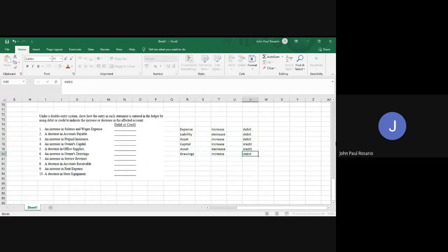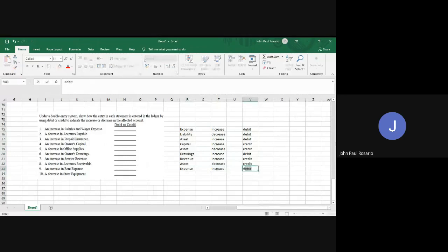And then, service revenue is revenue. Increase or decrease? Increase. Increase in revenue is credit. And then, accounts receivable is an asset. Increase or decrease? Decrease. So, decrease in asset is credit. Increase in rent expense. Rent expense is an expense. Increase in expense, debit or credit? Debit.